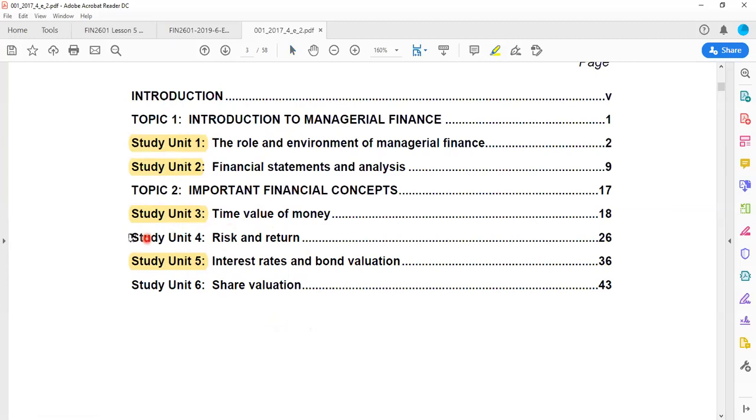Today I am going to take you through study unit 4 completely, risk and return. I'm going to take you through this whole study unit, and then in the last recording I'll take you through share valuation, and then we'll start looking towards the exam. Okay, and then we will be finished.